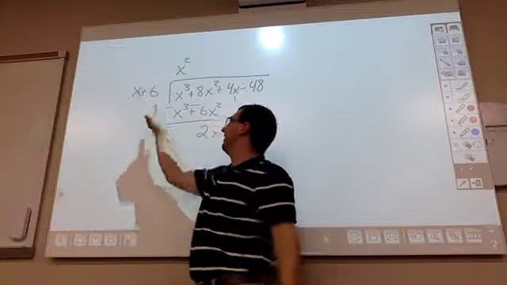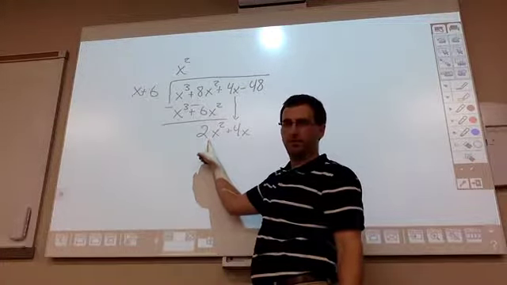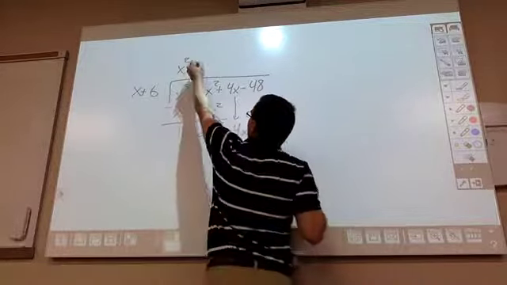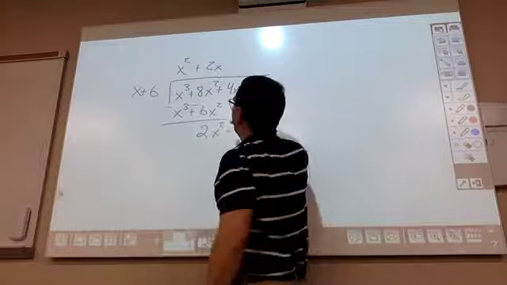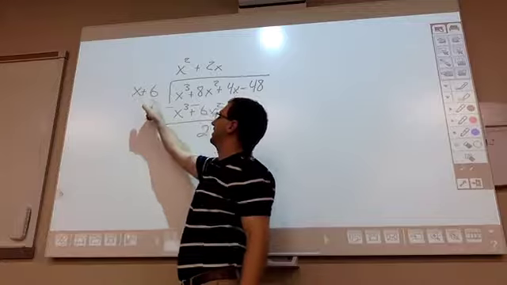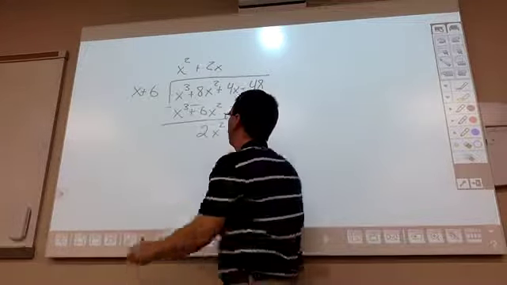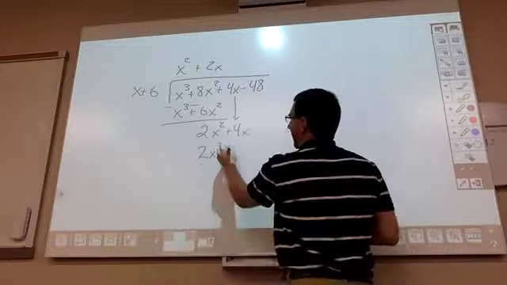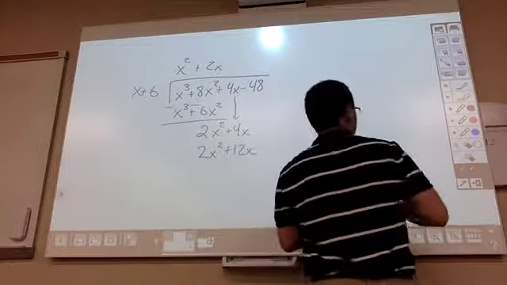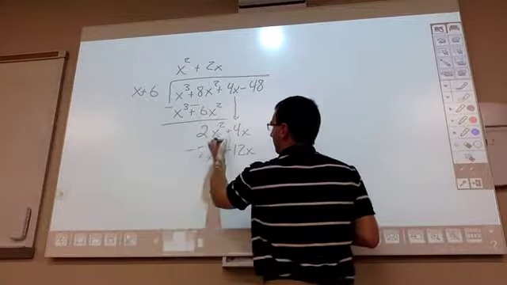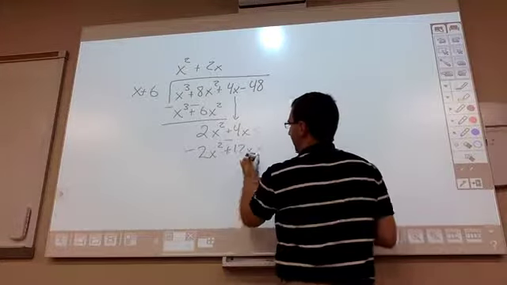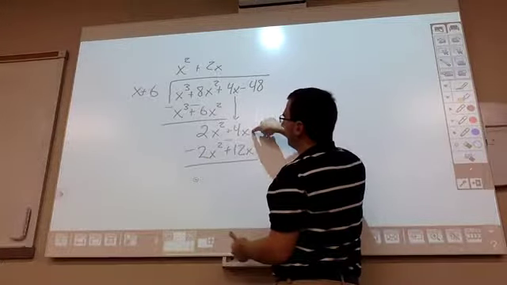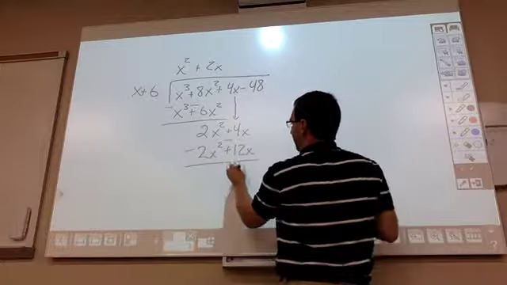What times x gets me a 2x squared? Well, in this case, x times 2x gives me 2x squared. So the 2x will go up here, and then we take this 2x and multiply it by x plus 6. So 2x times x gives me 2x squared. 2x times 6 gives me a positive 12x. Yet again, when we come here, we change the signs, and then we subtract. Well, 2x squared minus 2x squared cancels out. And then you have a positive 4x minus 12x, which would be a minus 8x.